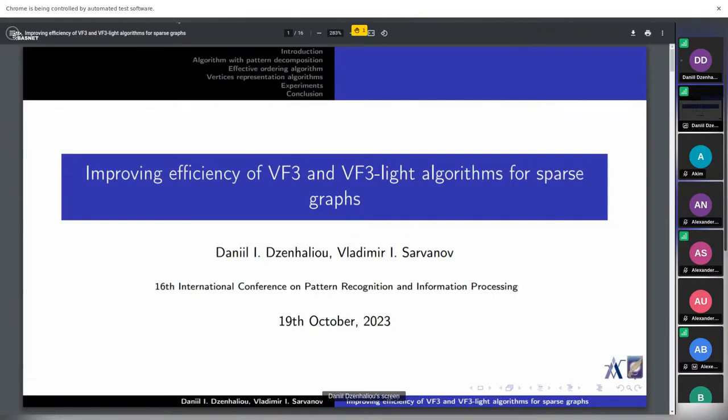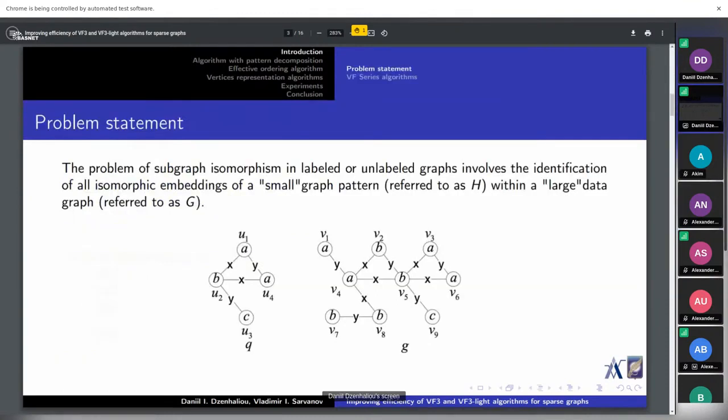Okay. Hello, dear colleagues. I represent Belarusian State University. My name is Daniil Dzenhaliou, and my research was devoted to improving the efficiency of VF3 and VF3-light algorithms for large and sparse graphs. These algorithms are used for solving subgraph isomorphism problems. So what is the problem statement for these problems? We have two graphs. The first graph is a large data graph referred to as G. The second graph is a small pattern graph referred to as H. And we need to find all isomorphic embeddings of the small pattern graph within the large graph.